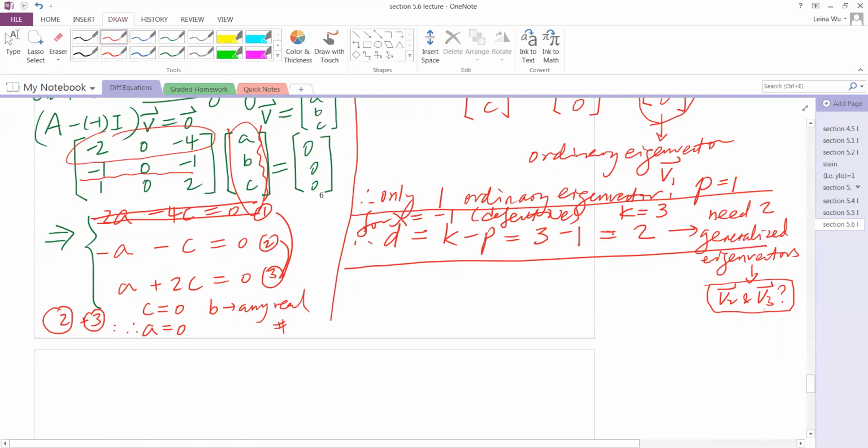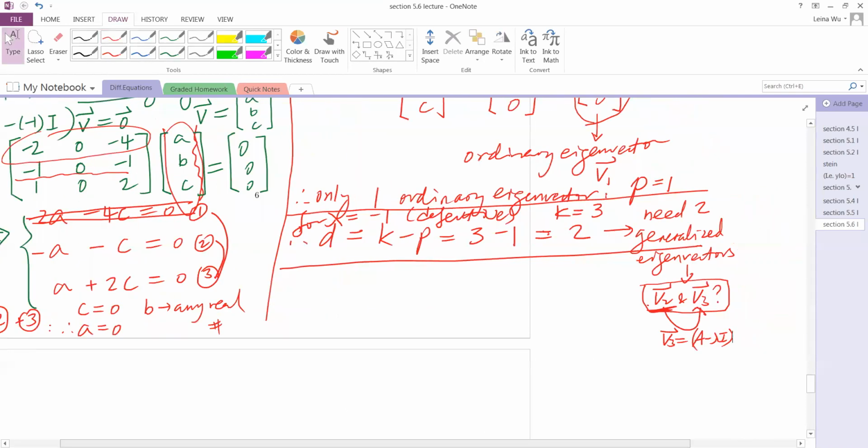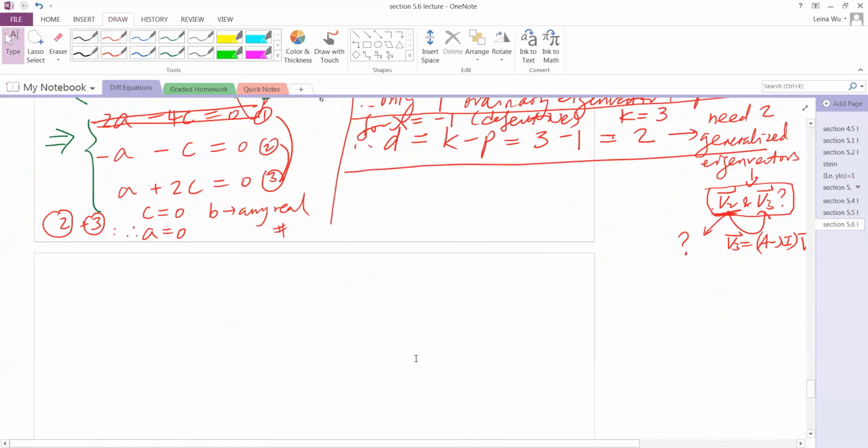V3 can be found from V2. So if you found V2, you can find V3 by doing the multiplication. V3 would be A minus lambda I times V2. So basically the question is, what is my V2? Because if you get a V2, then you can go ahead and find a V3. So next we're going to find V2.